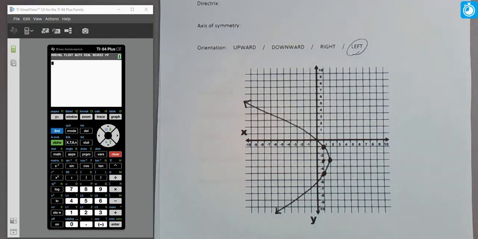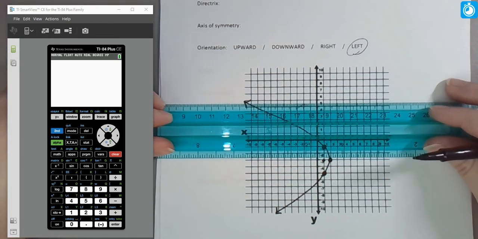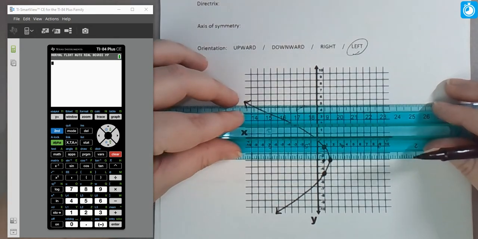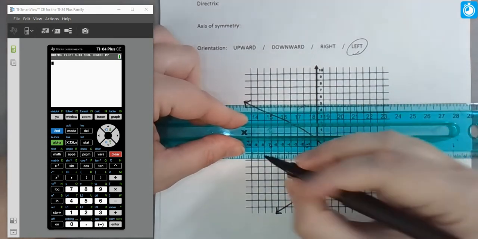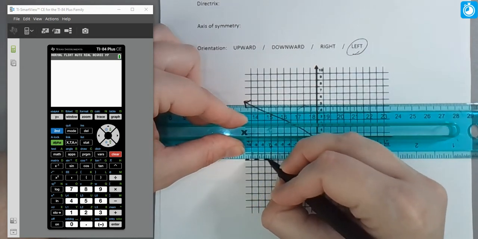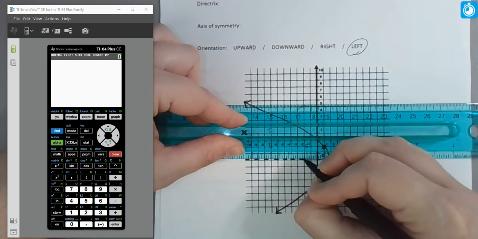So let's find our directrix and our axis of symmetry. Now we can graph those, and graphing them may help us with the algebra a little bit. Our axis of symmetry is the mirror image line that passes through the vertex and through the focus. In this case, it's going to be a horizontal line. Now remember, it's not really there, so if we want to graph it, we graph it as a dotted line.